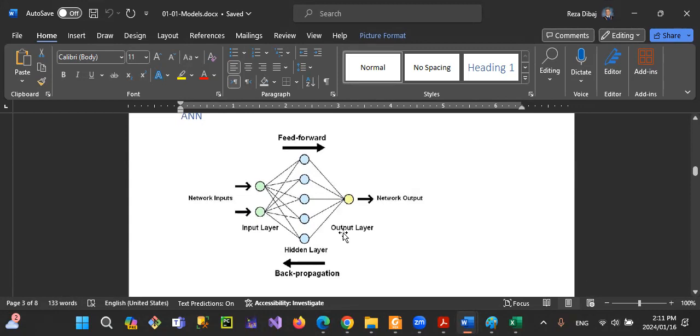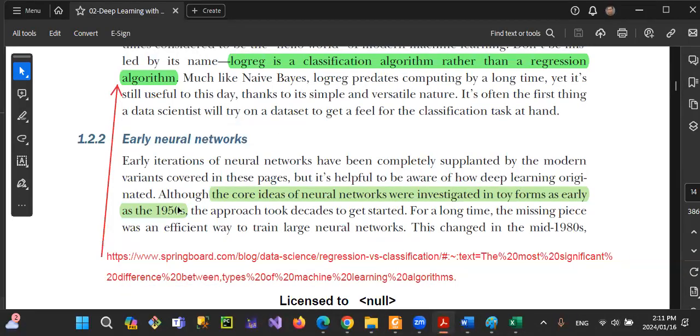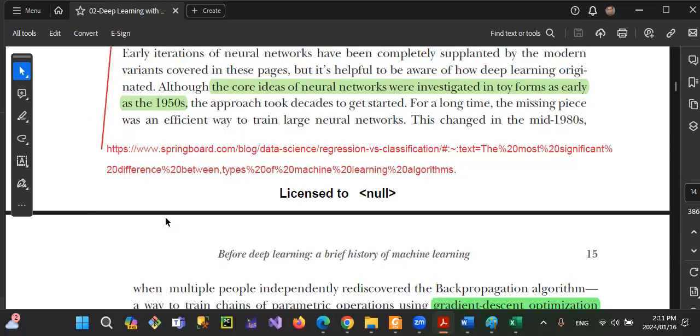If you have one or two, what do we call the model? Tell me. Is it deep learning? Yes, it is shallow learning. And this has been there since the 1950s. If you see here, it mentions that the core idea of neural networks was investigated in toy forms as early as the 1950s.